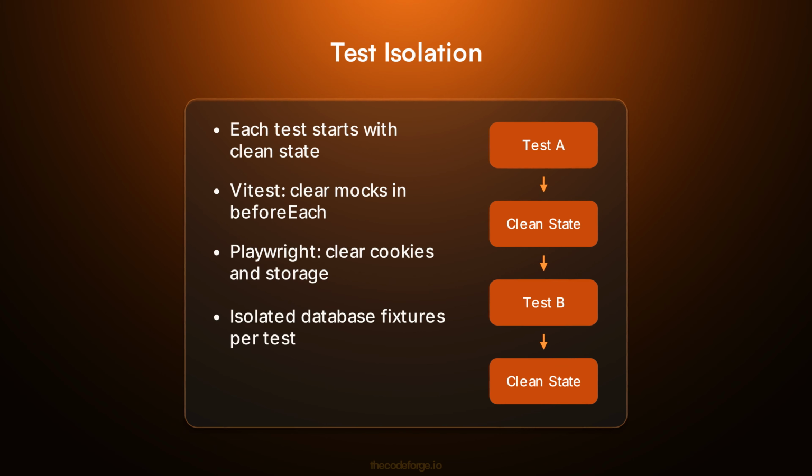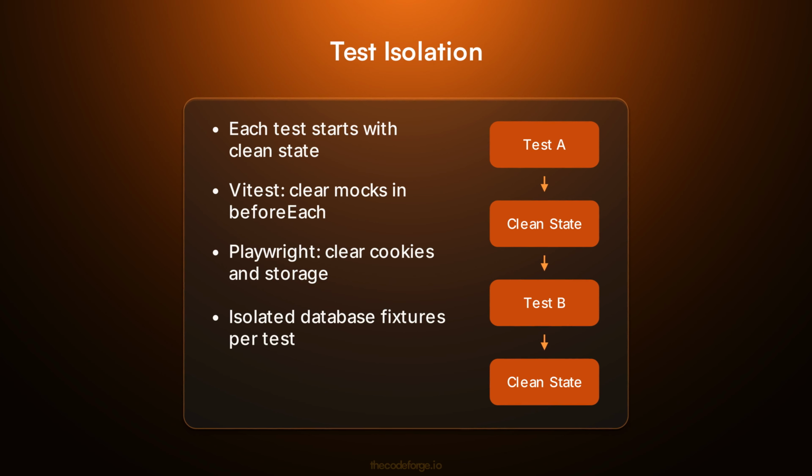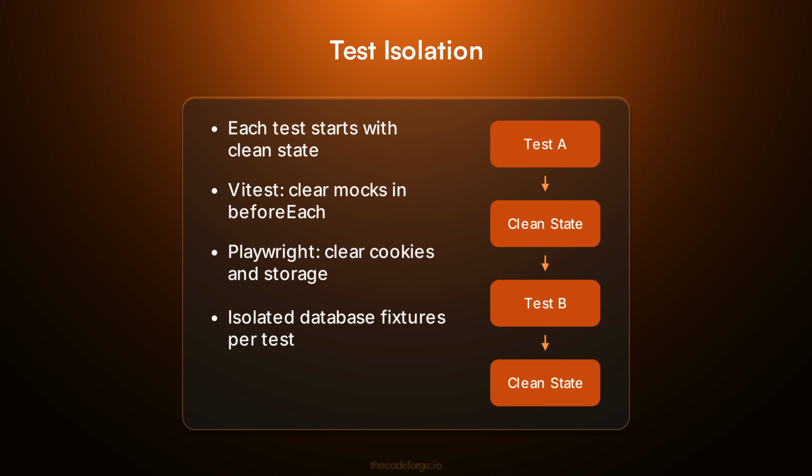Test isolation prevents flaky failures. In Vitest, use vi.clearAllMocks in beforeEach. In Playwright, clear cookies and local storage between tests. For database-dependent tests, use isolated data fixtures or transactions. Shared state is the #1 cause of intermittent test failures.